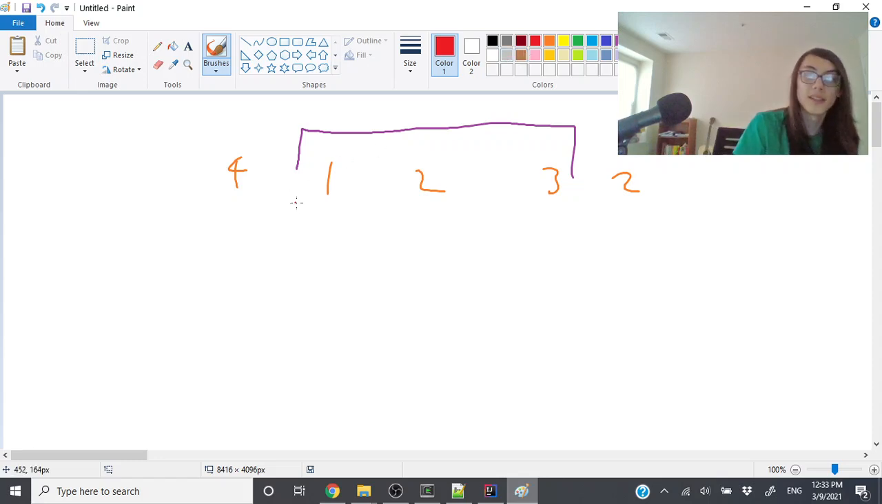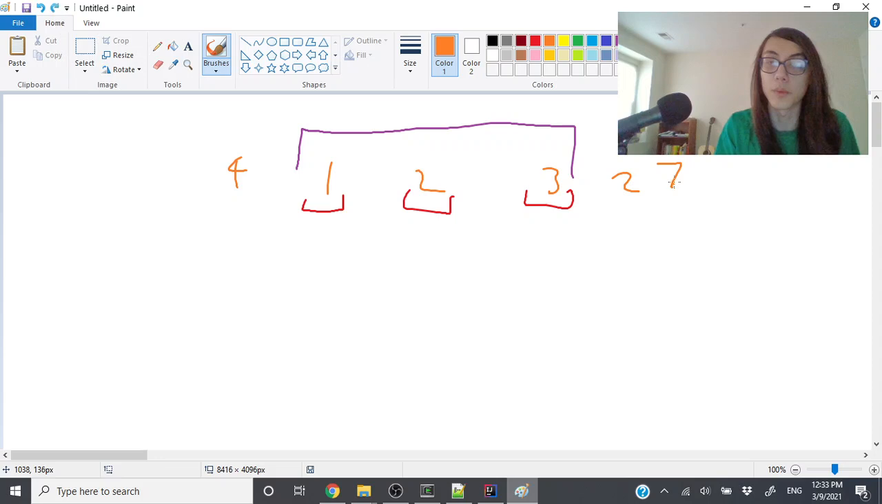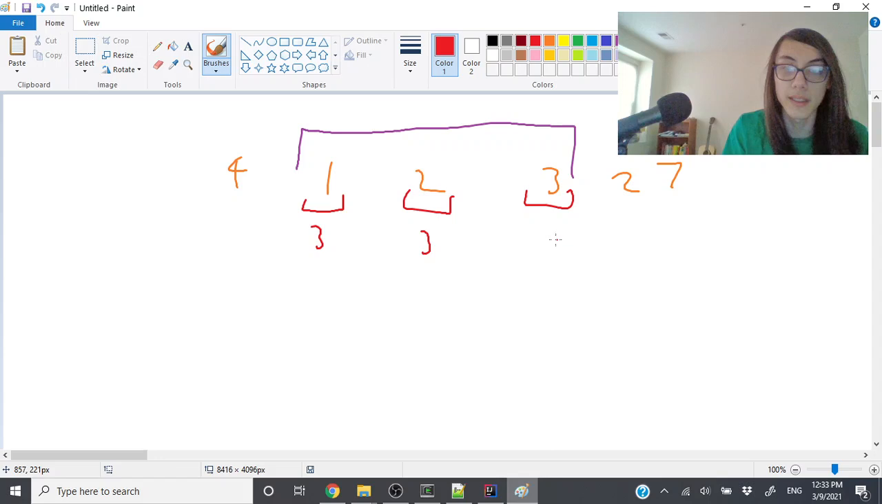For each element, we let its value be the largest element to the right of it that's also in the subarray. So for example, if I had a 7 here, it wouldn't be relevant because it's not in the subarray. So this value would be the largest element to the right of it, which is 3. This would be 3, and this would be 3.